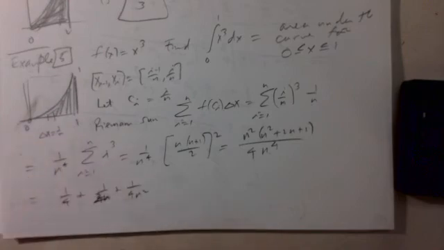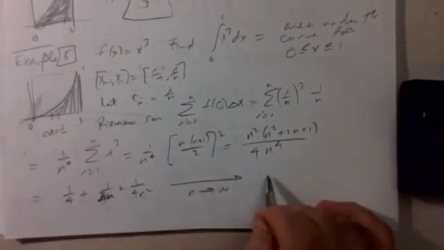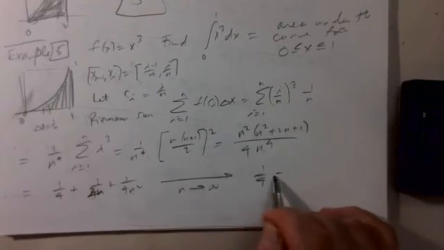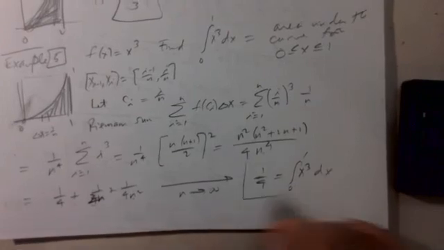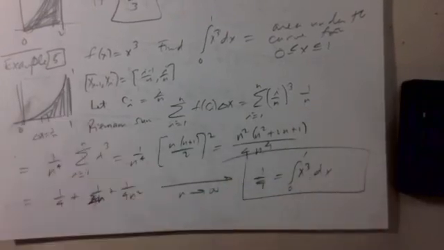Oh, sorry. Yeah, that's what it is. And the limit of this as n goes to infinity, these go to 0, is 1/4. So 1/4 is the integral from 0 to 1 of x cubed dx, or the area under the curve.